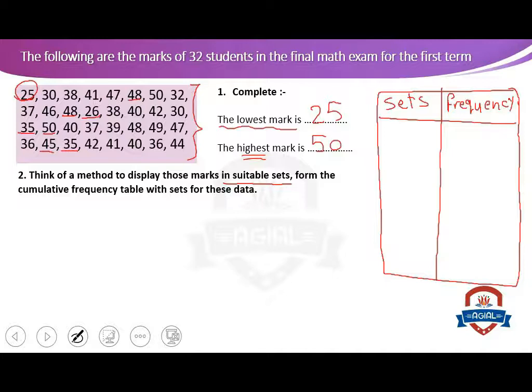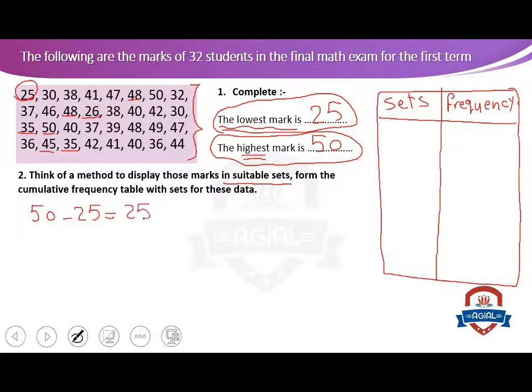So how can we choose our sets, or how can we divide these marks into sets? We have the lowest mark is 25 and the highest mark is 50. So we have to find the difference between the highest mark and the lowest mark. So we have 50 minus 25 equals 25. So we have 25 marks. So for example, if we put each 5 marks in a set, we have to divide 25 over 5.